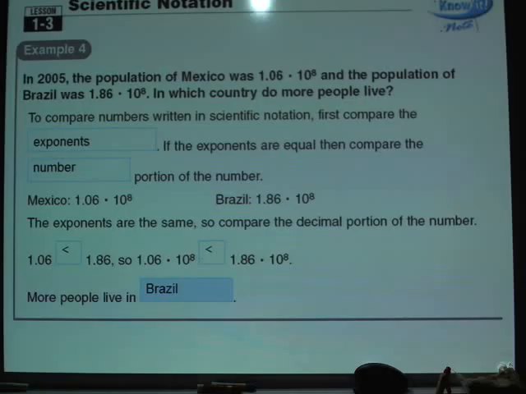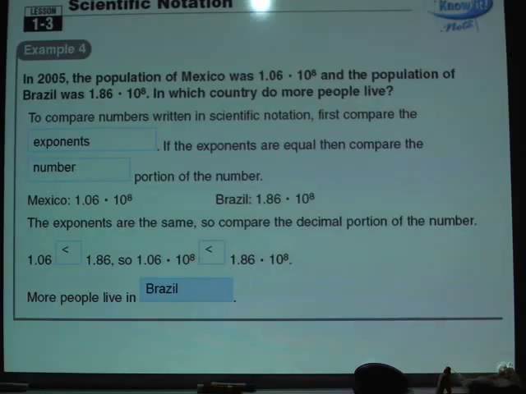Number 4. In 2005, the population of Mexico was 1.06 times 10 to the 8th, and the population of Brazil was 1.86 times 10 to the 8th. In which country do more people live? So now what we're doing is we're comparing numbers written in scientific notation. Now that first paragraph describes comparing the numbers in scientific notation.